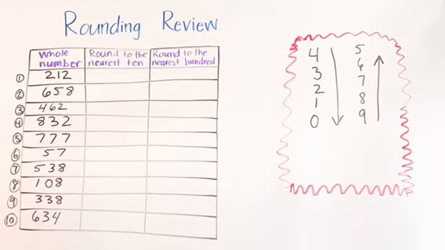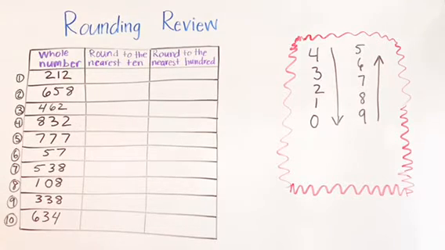Okay, so for number 1, we have 212. For number 2, we have 658. For number 3, we have 462. Number 4, we have 832. For number 5, we have 777. Number 6, we have 57. Number 7, we have 538. And for number 8, we have 108. And for number 9, we have 338. And for the last one, we have 634.